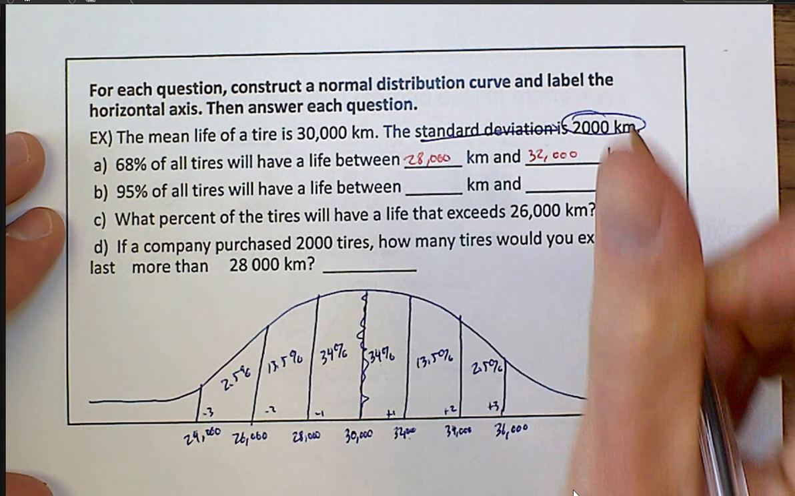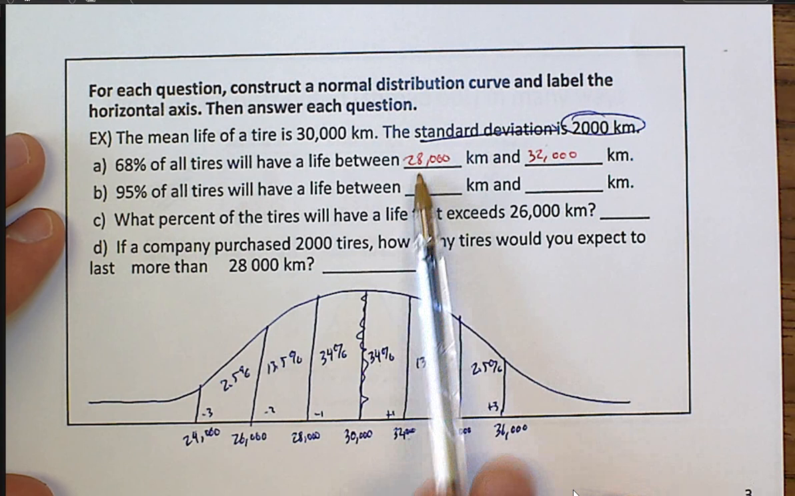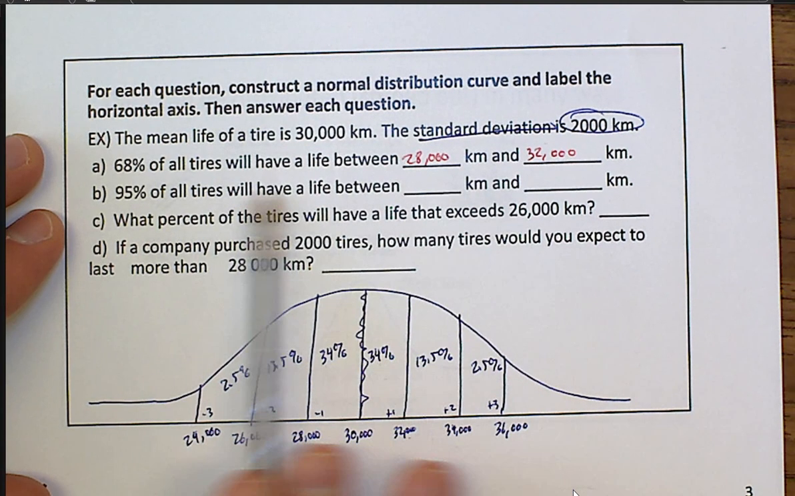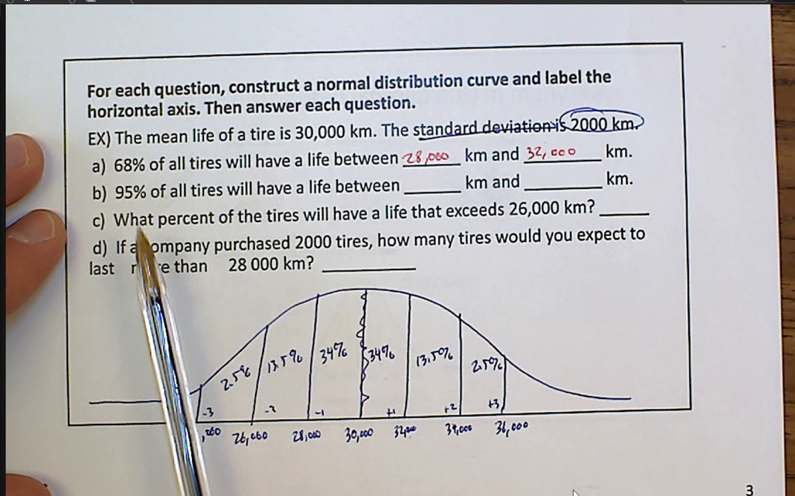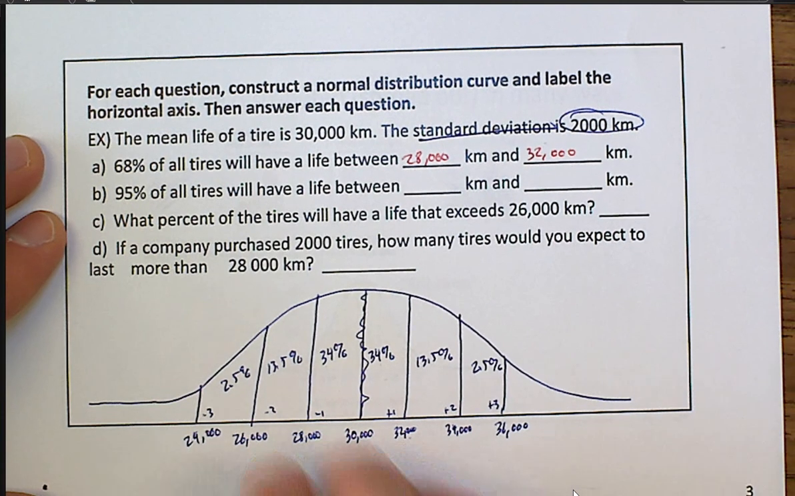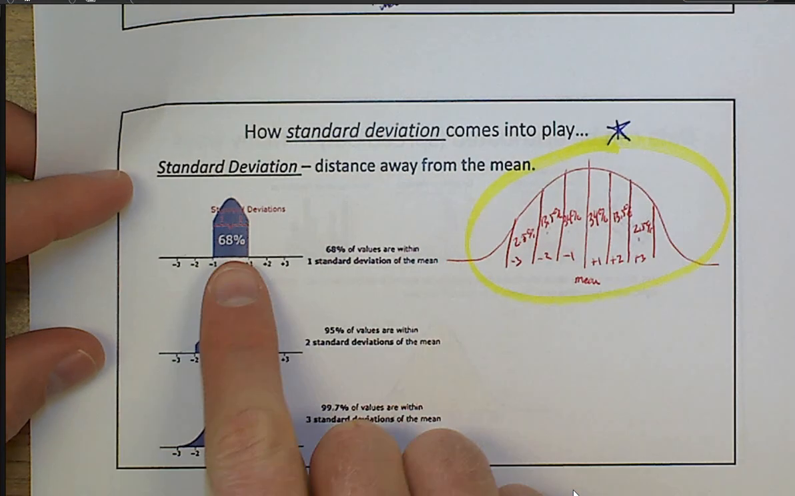So 68% of these tires will have a life expectancy between 28,000 kilometers and 32,000 kilometers, because 34 and 34 make up the 68%. 95%, now, you may or may not recall what the 95% is. If you need to go look at your notes, just flip back a page. Remember, one standard deviation away is 68%.